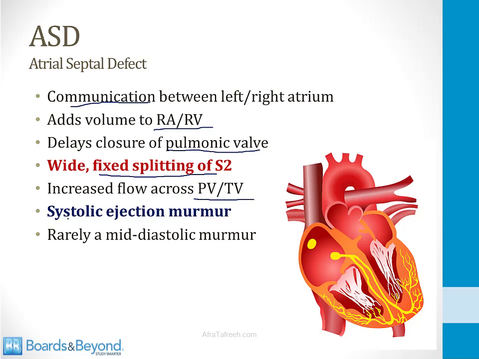This often creates a systolic ejection murmur in the pulmonic listening area. It also can rarely create a mid-diastolic murmur from increased blood flow across the tricuspid valve. Therefore, the classic auscultatory findings in the setting of an ASD are a wide fixed split of the second heart sound and a systolic ejection murmur, and sometimes a mid-diastolic murmur.